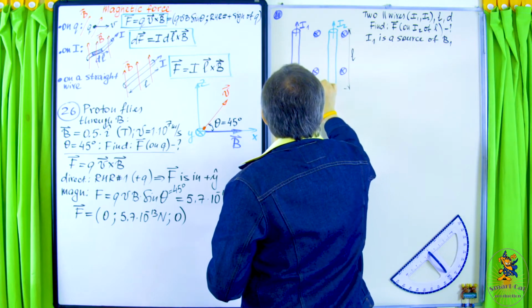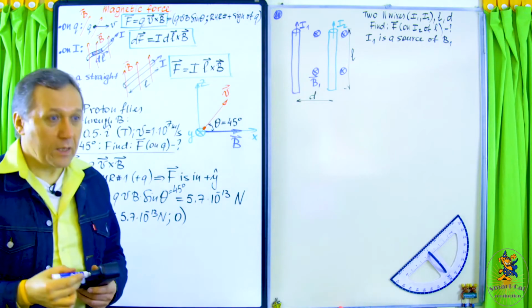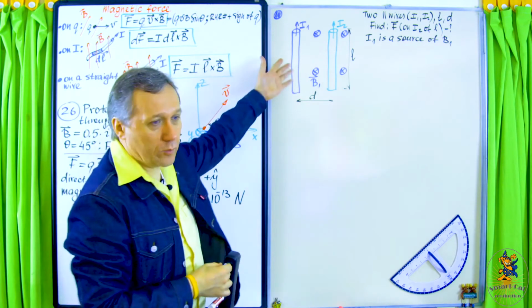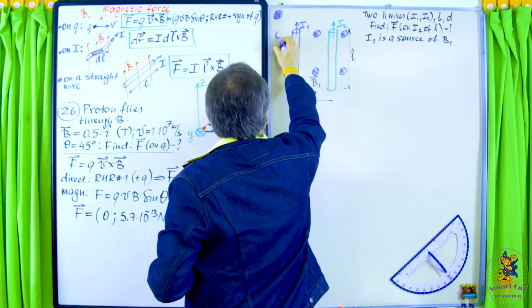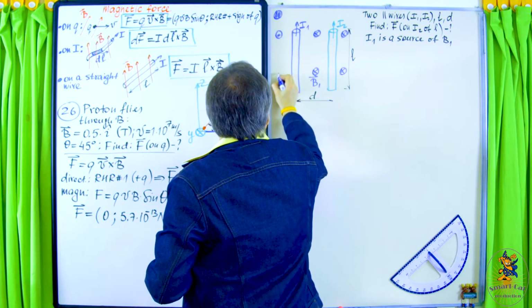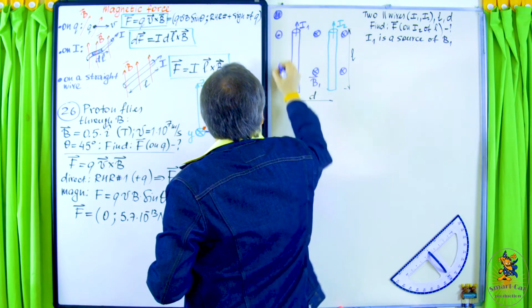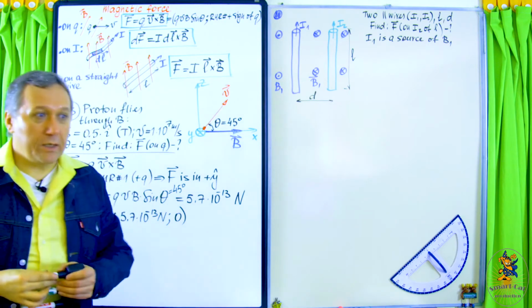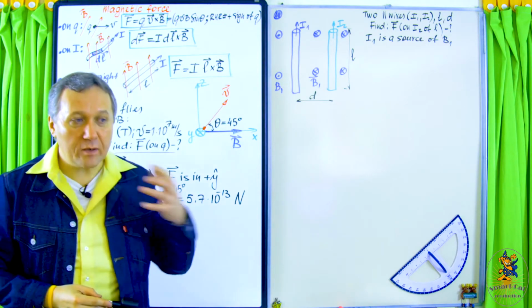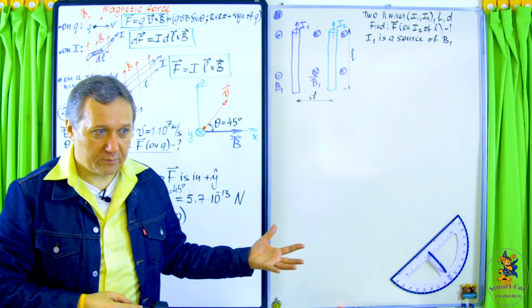So that's B1, right? On the other side of the wire, of course, I can also draw it. We don't need it, but let me draw it anyway. So this will be B1, of course, with a dot. So B1.